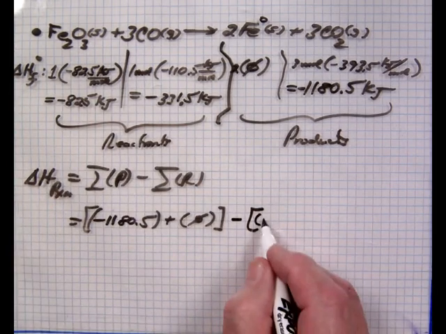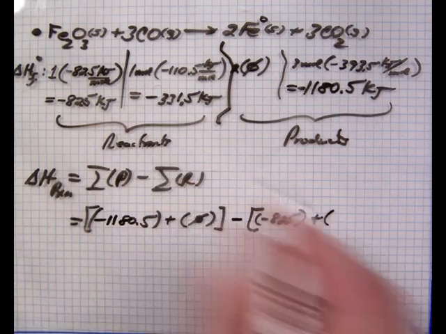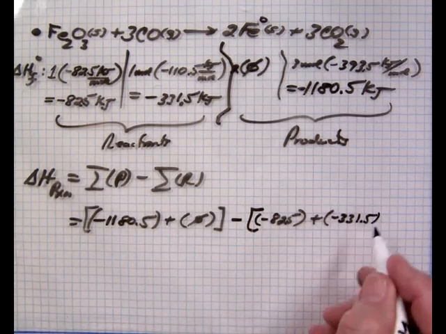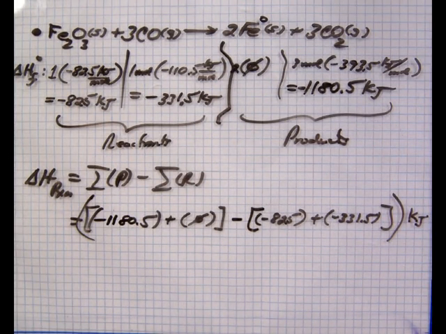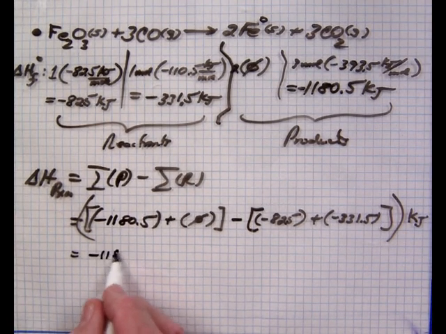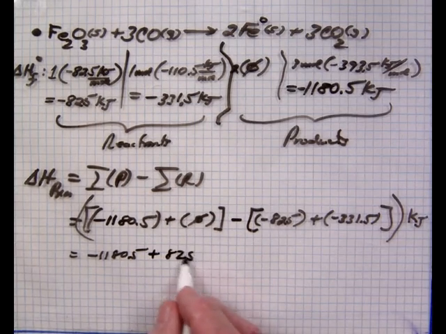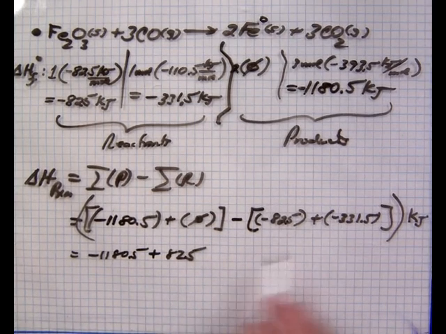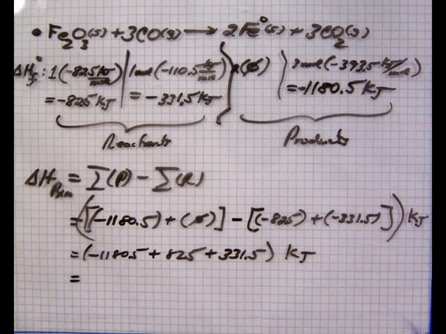I'll isolate each one, minus 825 kilojoules, and I'm going to add to that a minus 331.5 kilojoules. And then everything, when completed, will come out in kilojoules. So I'm isolating everything to make it a little more visible. Now, apply the algebra through this, and we have a minus 1180.5. I'll drop the 0. A minus times a minus is a plus 825 kilojoules. And then a minus times a minus is another plus, if we commute that negative through, 331.5. And finally, in kilojoules.